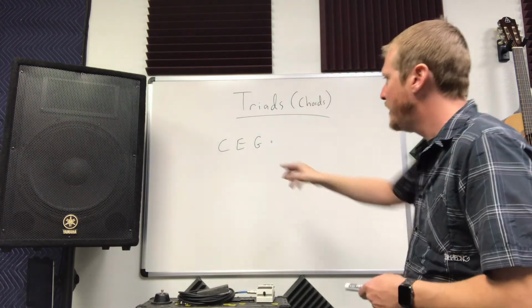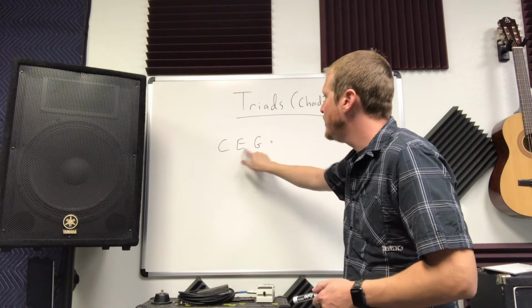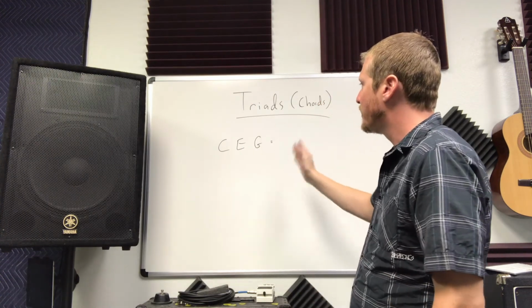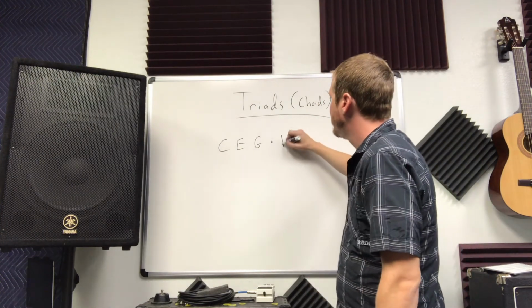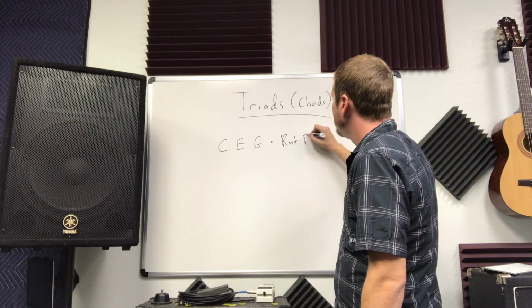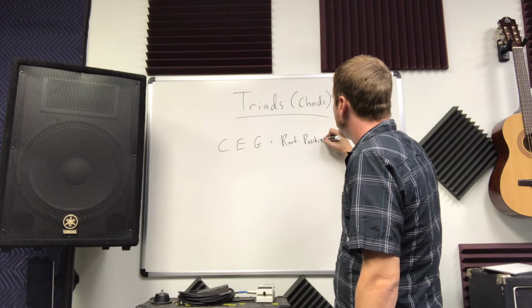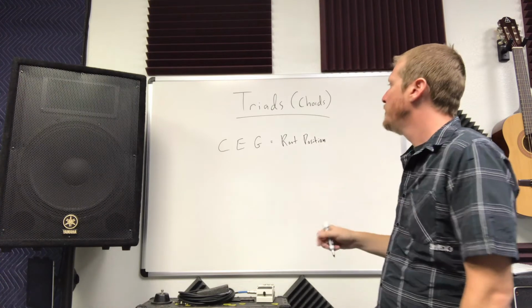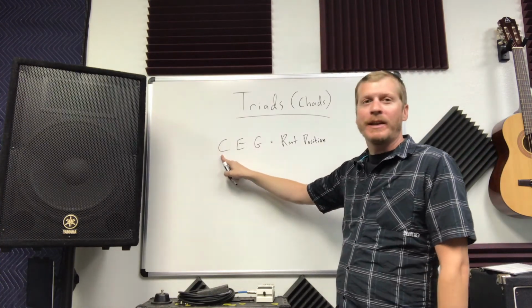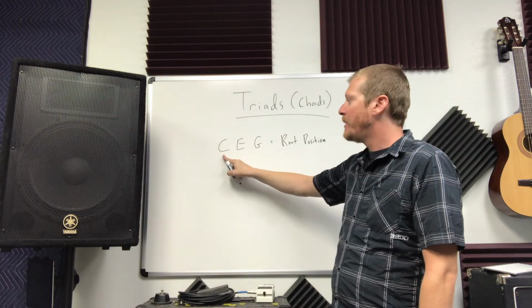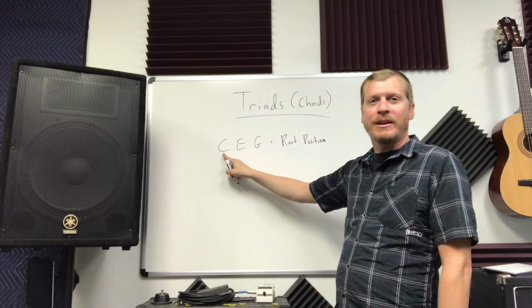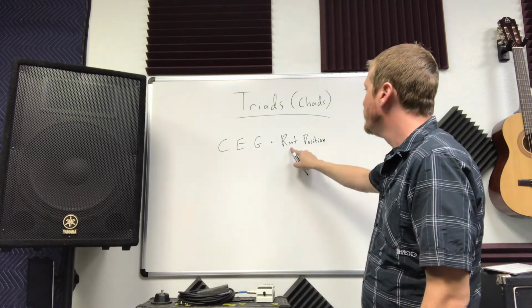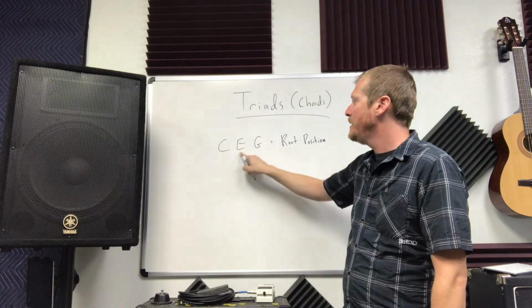So if we take a C major chord like this, C, E, G, that is in scale-wise order, so we're going to call that root position. Root position means that C is the root of the chord. That's the one, that's what the chord is named after, and it's also the note that the chord starts on. So a C major triad in root position is going to be C, E, G.